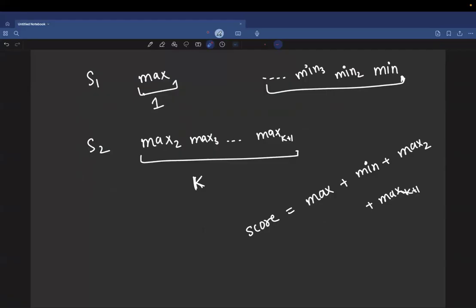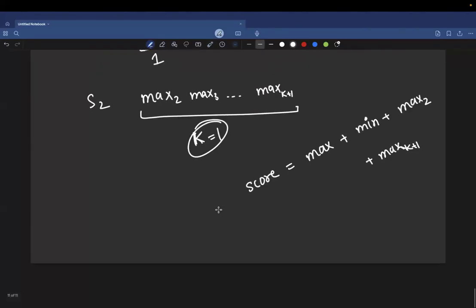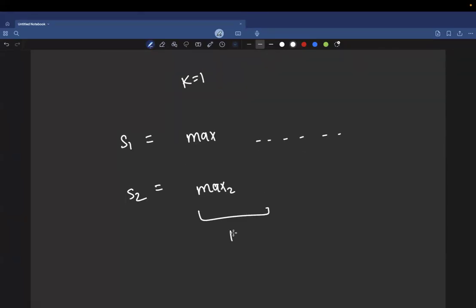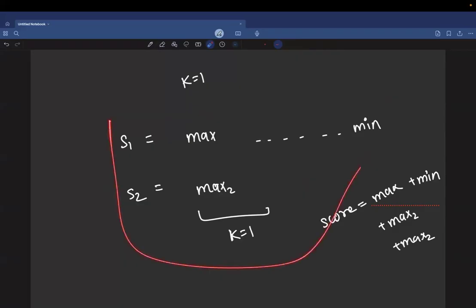But there is one edge case in our approach, and that is if k was equal to 1. In our approach, we would have placed the max guy and then all the small elements here. And in S2, you would have placed only max 2, because you were trying to pick only the k largest guys other than max. Right? So in this case, the score will be equal to max plus min plus max 2 plus max 2. For set 2, max 2 is the smallest and the largest guy. Right? Guys, try to identify where the problem is. What could be a better arrangement in this case for us?